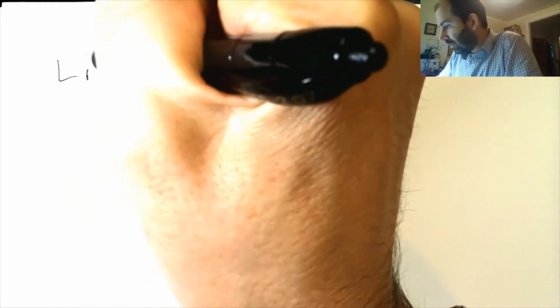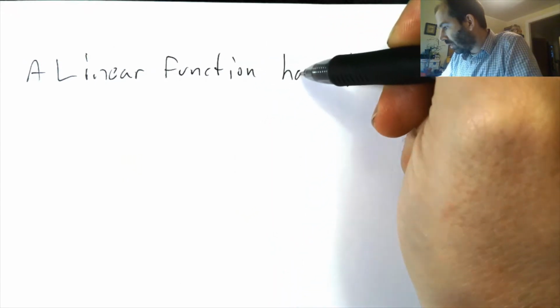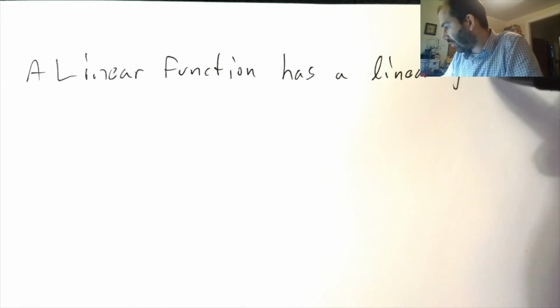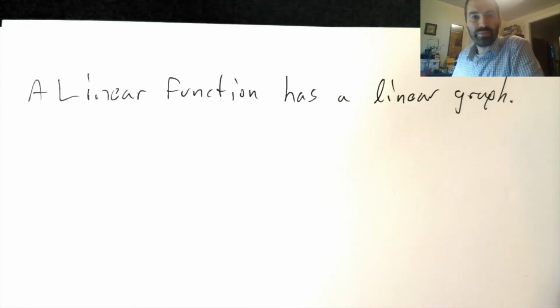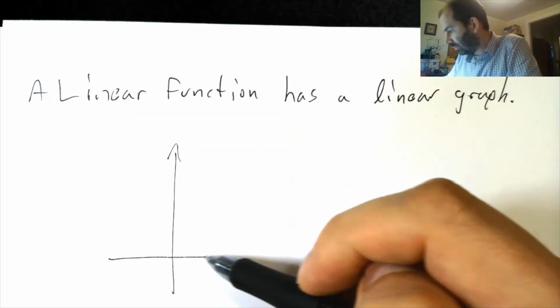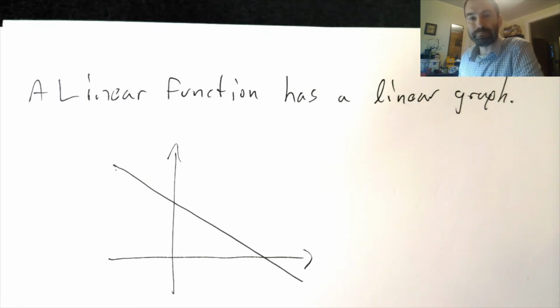Okay. So a linear function, as I just said, is a function with a linear graph. A linear function has a linear graph. Okay, so that means that if I were to graph it, it would graph as a line, right?